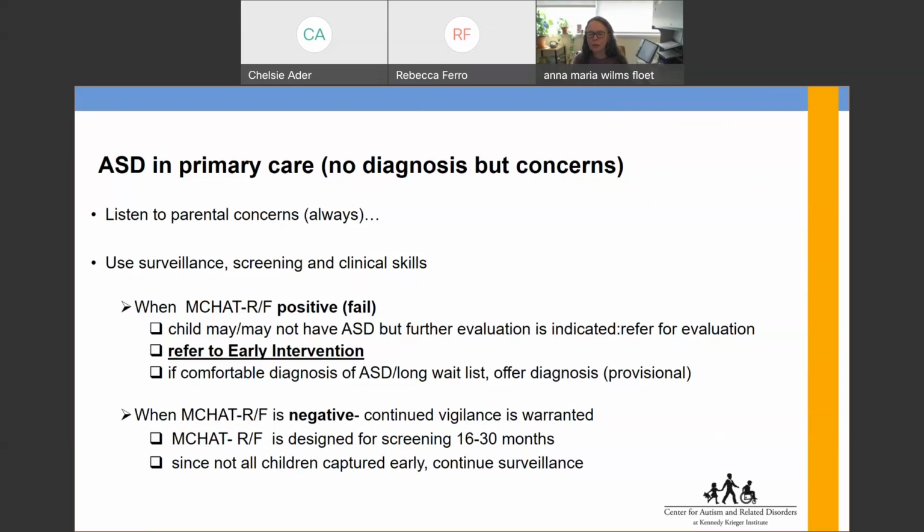I mentioned in an earlier slide that the MCHAT is actually designed for children 16 months to 30 months, and this would be developmental age. We need more tools for autism at different ages. Not all children are captured early, so surveillance is important.